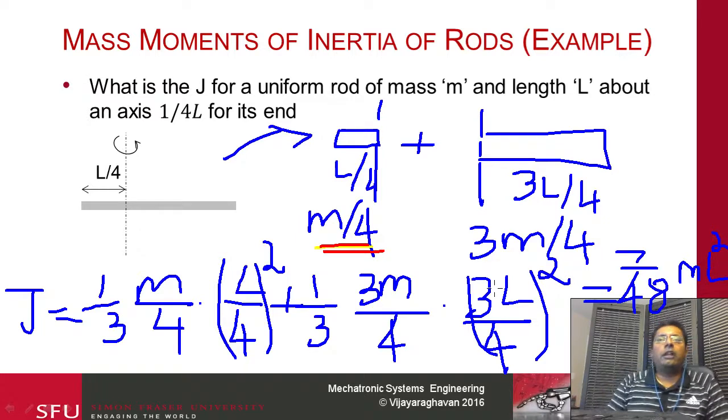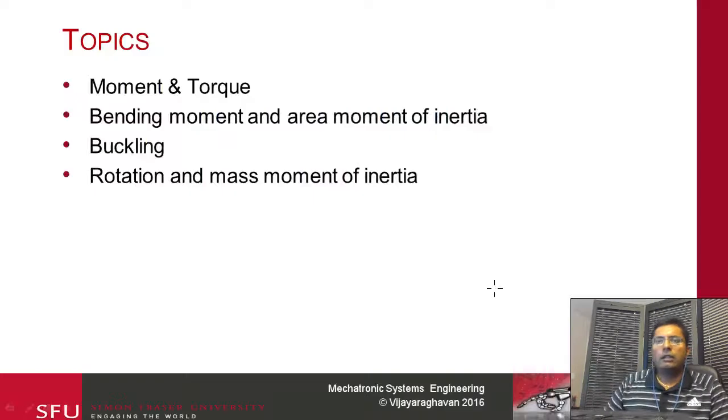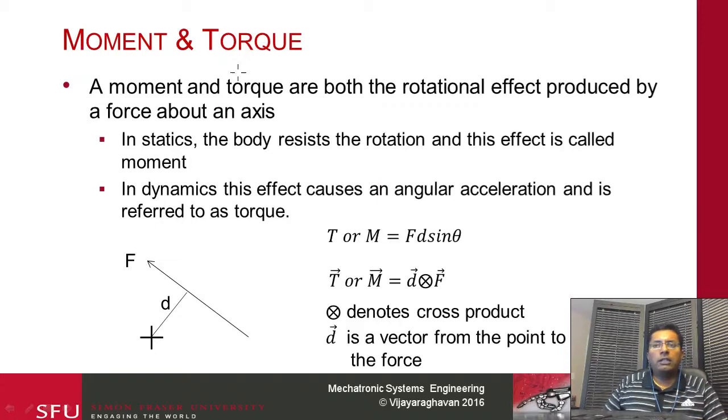So again, I want you to pause the video and test this out yourself. So this concludes our brief discussion on mass moment of inertia, area moment of inertia, buckling, and rotation. Just to quickly recap. Bending and torque are related to each other. If you have a force at a particular distance and it does rotate, it becomes a torque. If it doesn't rotate, it's actually a bending moment.